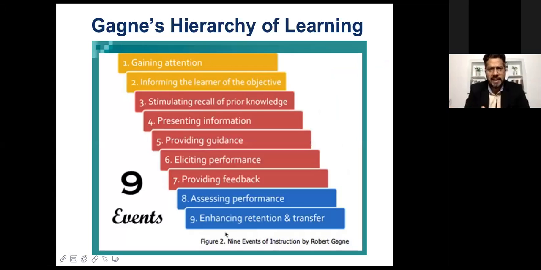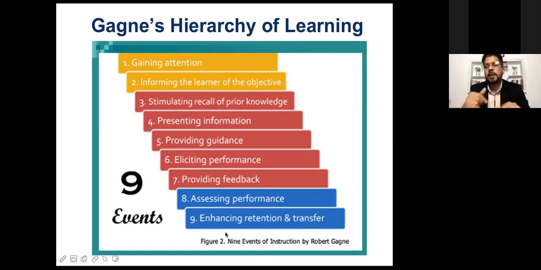Now, this is the last one, Gagne's hierarchy of learning. Gagne came up with nine events which are responsible for learning to take place. For example, the first stage is gaining attention. Second, informing the learner of the objective about which the learning is being done. And third, stimulating recall of prior knowledge.